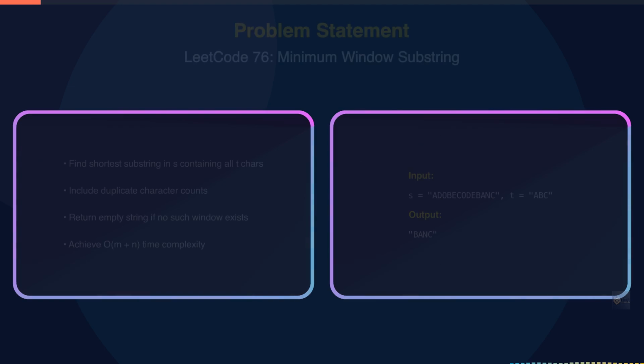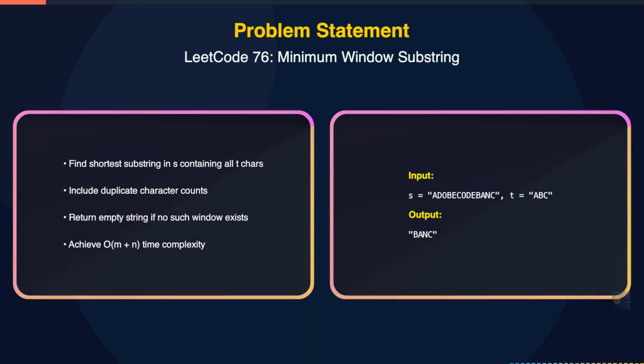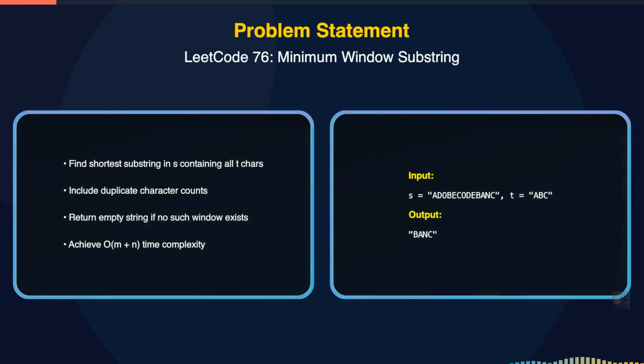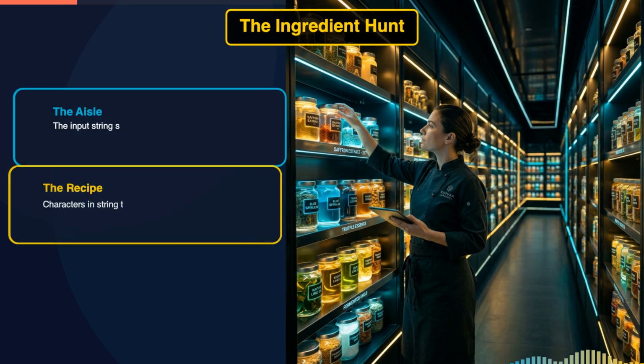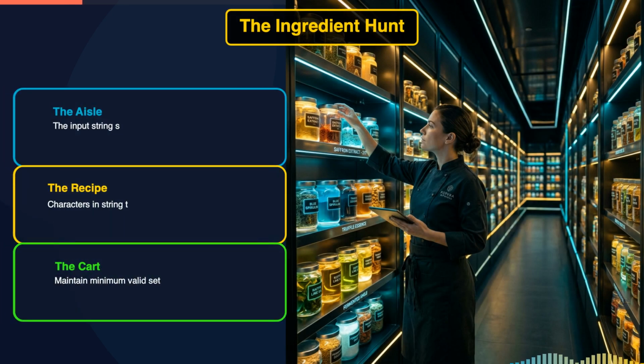Let us look at the problem statement. Given two strings, s and t, our goal is to find the shortest substring in s that contains all the characters of t, including duplicates. If no such window exists, we return an empty string. It sounds simple, but the efficiency requirements make it a true test of your sliding window mastery.